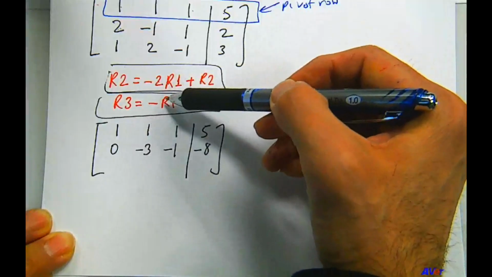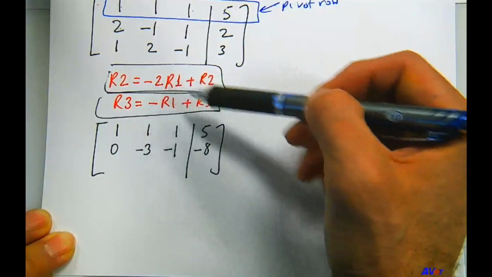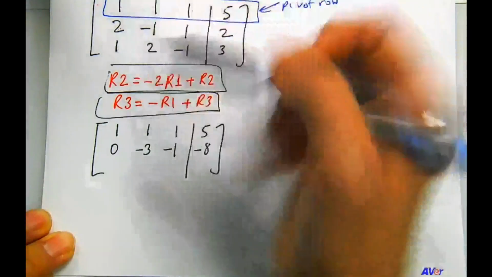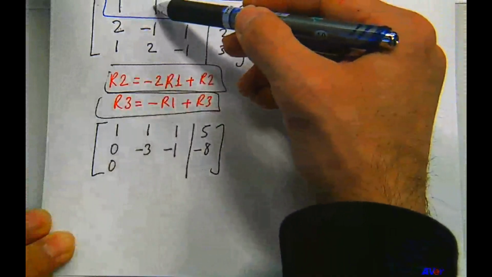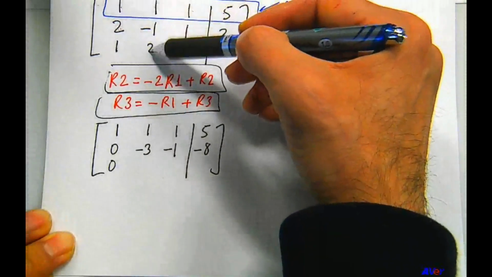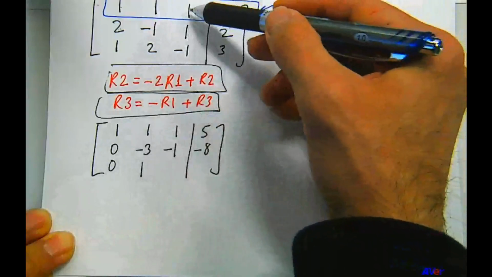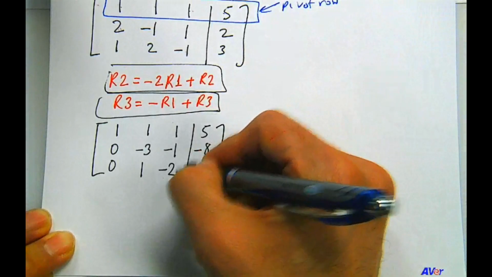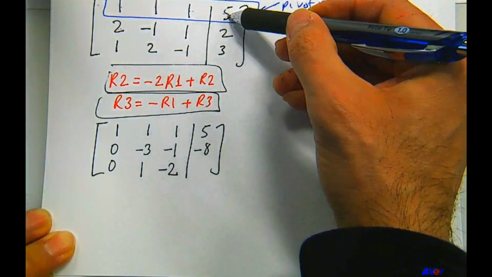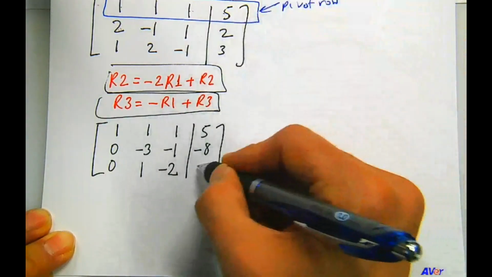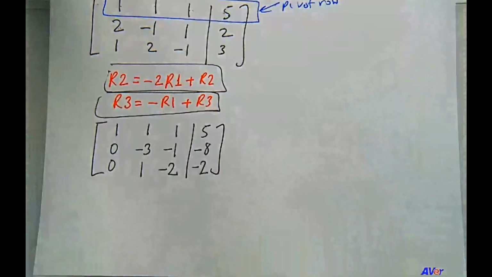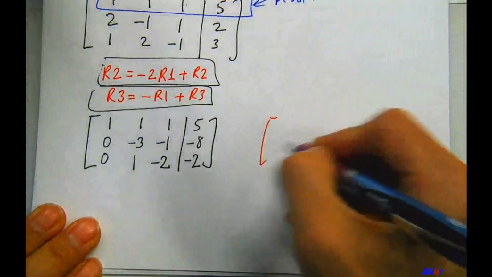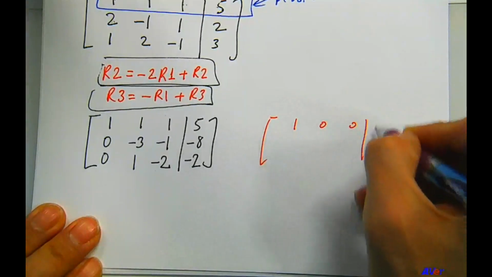Okay, now let's do this row operation. This one says multiply row 1 by -1 and add it to row 3. So -1 times 1 is -1, plus 1, 0. -1 times 1 is -1, plus 2, 1. -1 times 1 is -1, plus -1, that's -2. -1 times 5 is -5, plus 3, -2. Now compare this result with this, the reduced row echelon form.